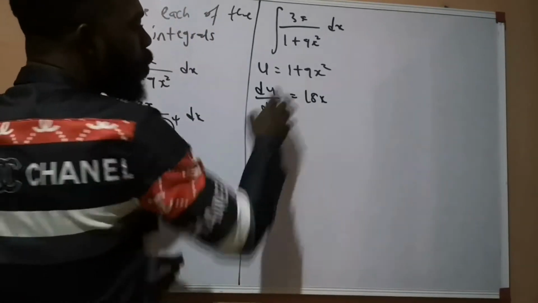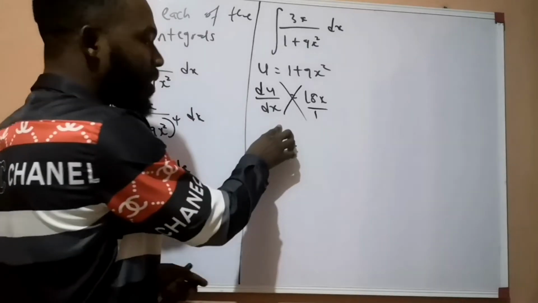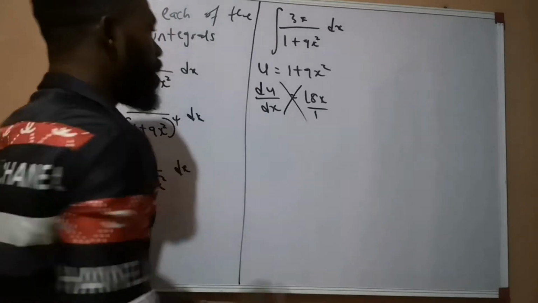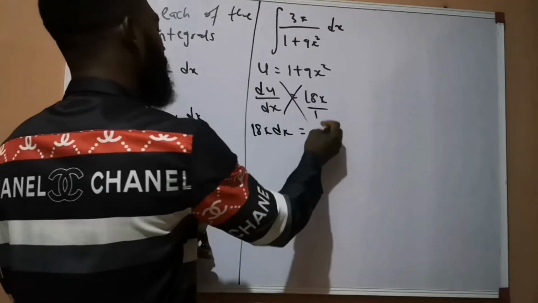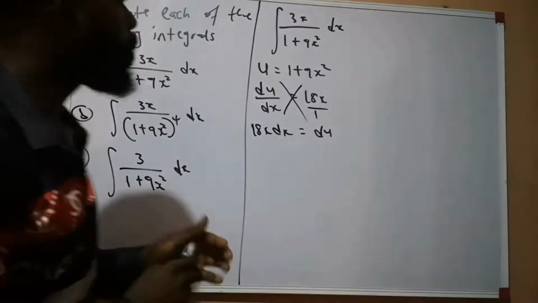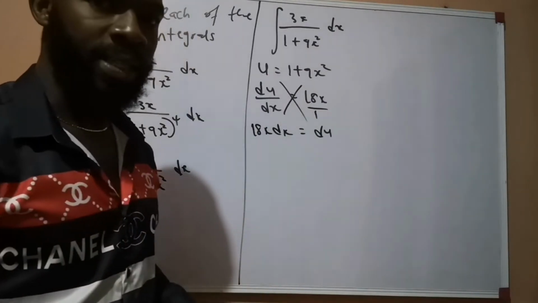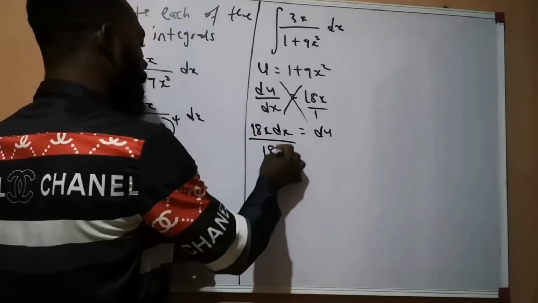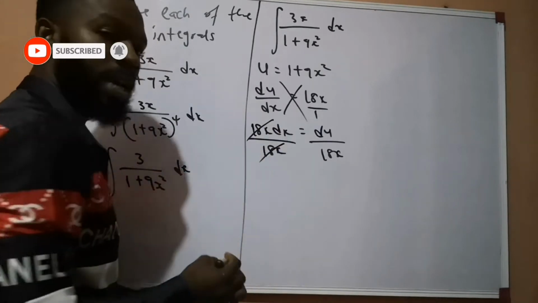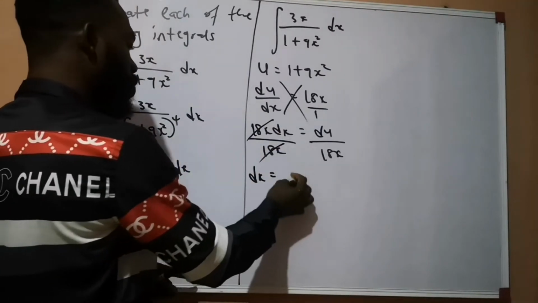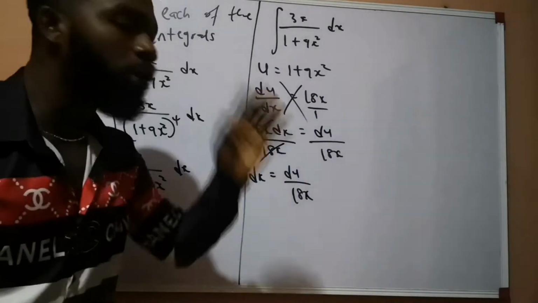From this point, we will cross multiply. 18x multiplies dx and du multiplies 1. So 18x times dx gives us 18x dx, and du times 1 gives us du. Remember we said we want to solve for dx. To make dx the subject, we divide both sides by 18x. If 18x cancels 18x, I have dx is equal to du over 18x. Now we have solved for dx.